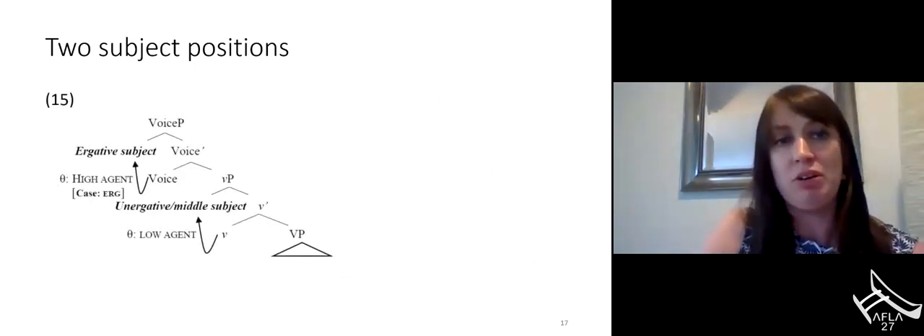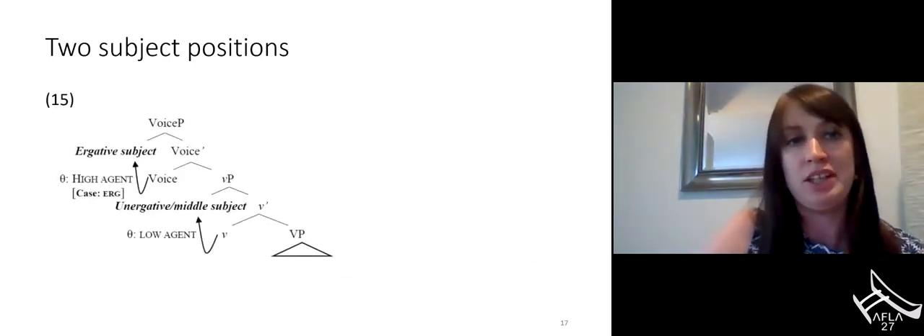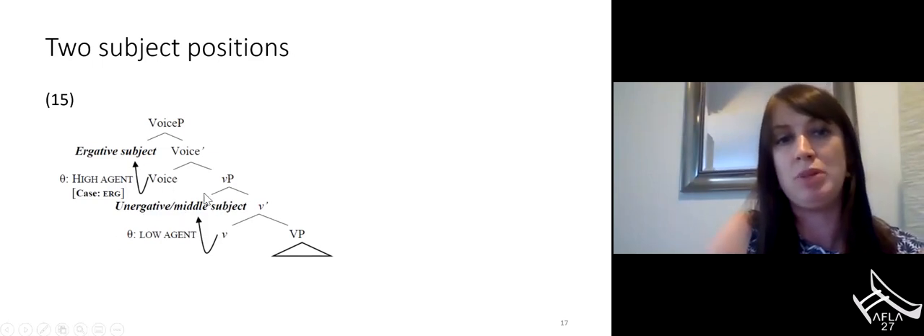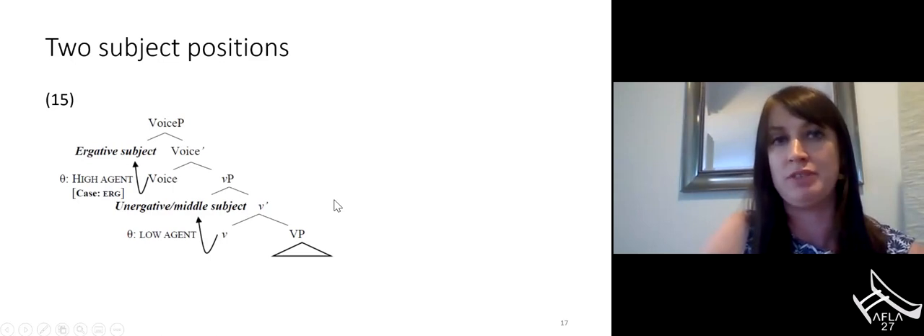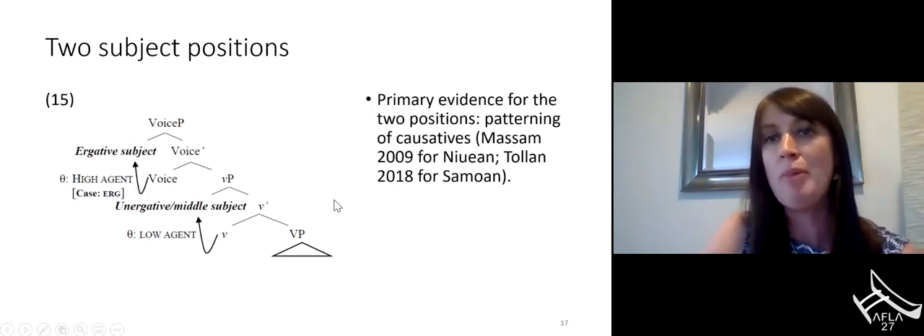So we're showing this here in 15. I won't go through it in too much detail, but we have the ergative and middle subjects in the specifier of little vP and transitive subjects in the specifier of voice P. And primary evidence for these two positions comes from the patterning of causative constructions.